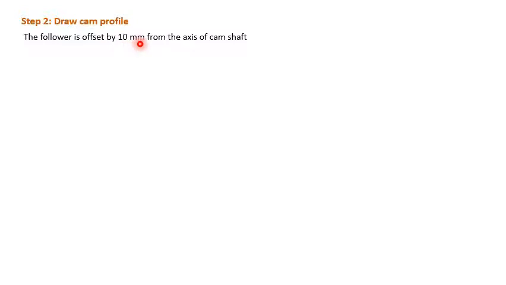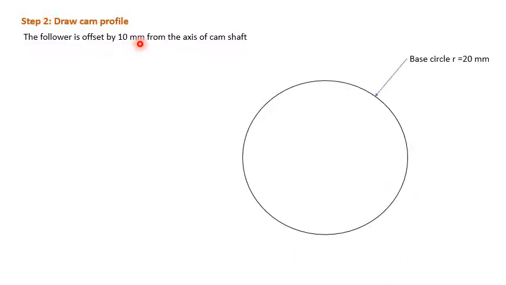Okay, so the first step is we have to draw the base circle, whose radius is 20 mm or the diameter is 40 mm. First draw always the base circle, then draw a vertical line and a horizontal line for reference. Then concentric to this base circle, we have to draw another small circle whose radius is equal to 10 mm, because we have to locate the offset follower. So in order to obtain the offset distance, first draw a circle whose radius is equal to 10 mm.